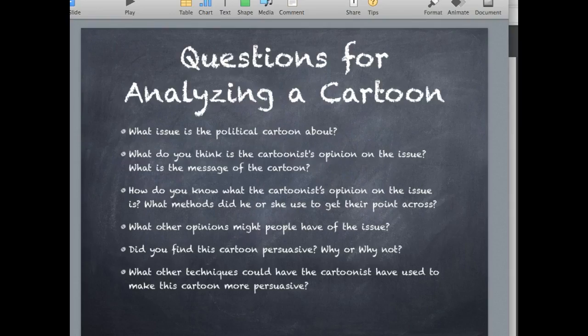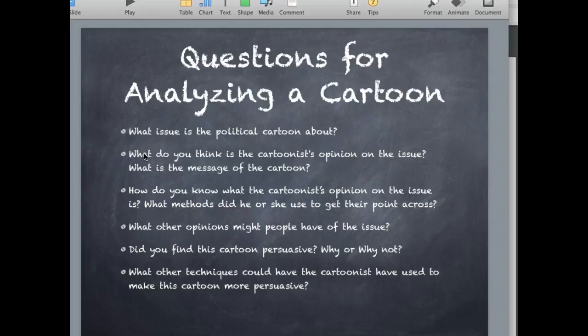The point is that they use these techniques, and it's your job to determine what the issue of the political cartoon is, what you think the cartoonist's opinion of the issue is, and what the message of the cartoon might be. If you know the overall theme, what the cartoon is about, and you can determine what the cartoonist's opinion is, then you can begin to develop the message of the cartoon.